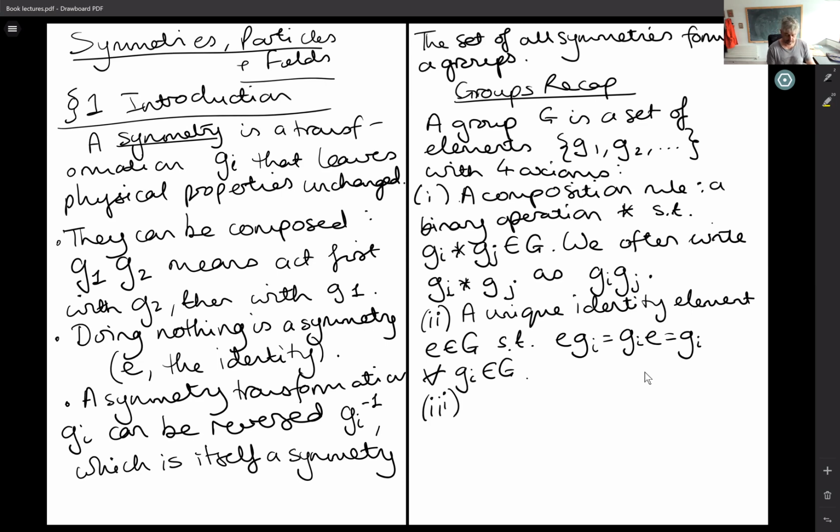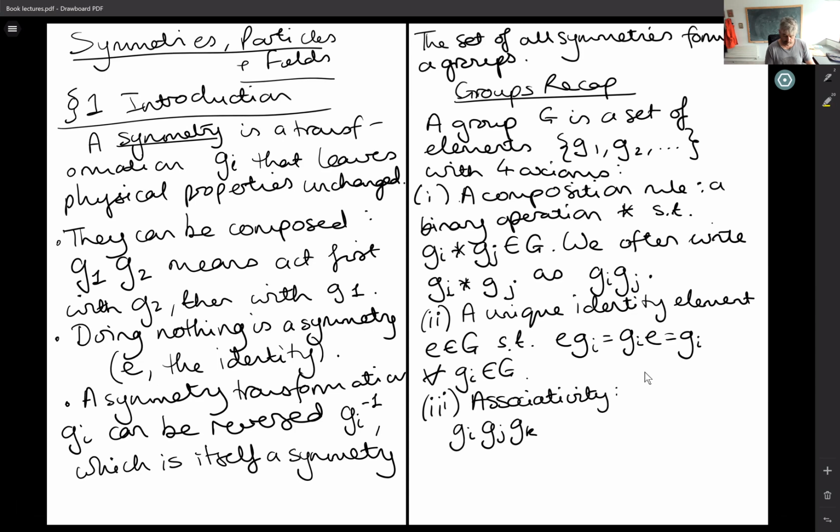Three, associativity. So I can compose 3 different symmetry operations, for instance. Let's call them Gi, Gj, Gk. Let's say they're all in the group. And the question is, even though I know I'm acting to the right, I've still got 2 orderings that I could do given these 3 compositions.